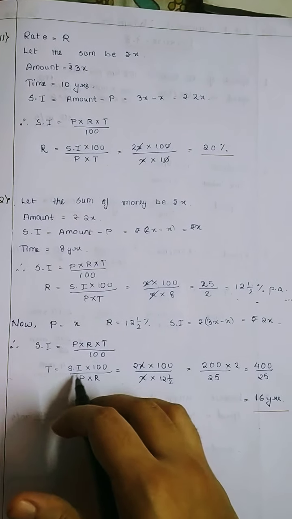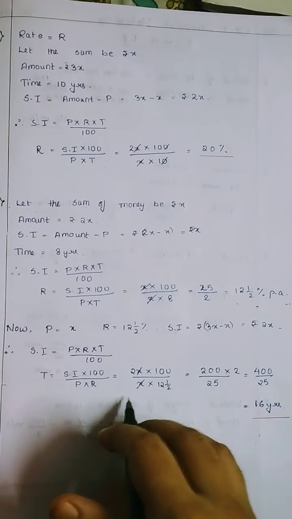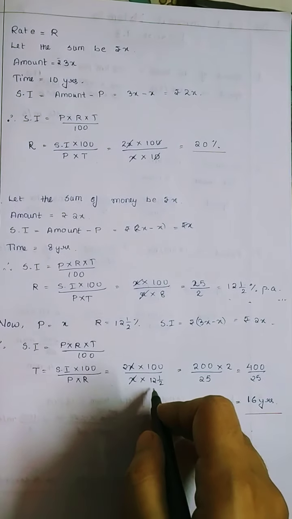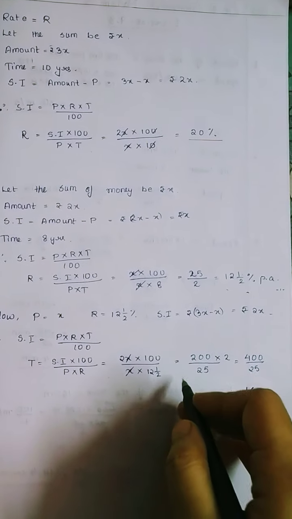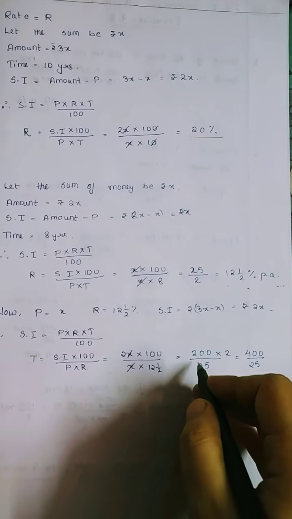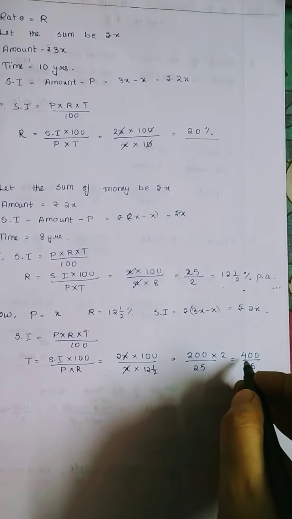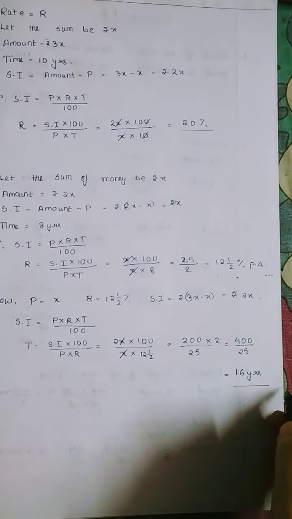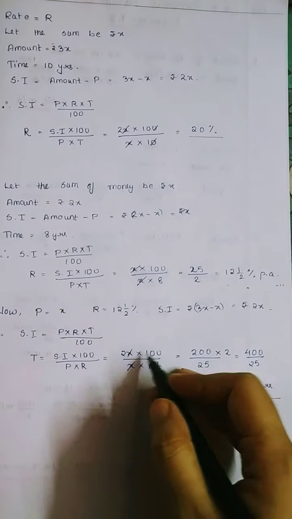So T is equal to simple interest into 100 by P into R. Simple interest is 2x, multiply 100, x into 12 and a half. Okay, rate we have found out, we'll put the value of rate over here. Okay, now x will cut each other, so it will become 200 divided by 12 and a half. When we'll solve it out, it will become 25 by 2. So 25 by 2 will come up in the numerator. So 200 into 2. Okay, now we'll solve it out. So 400 by 25, that is equal to 16 years. Means after 16 years, the amount will become double when the rate is 12.5% per annum.